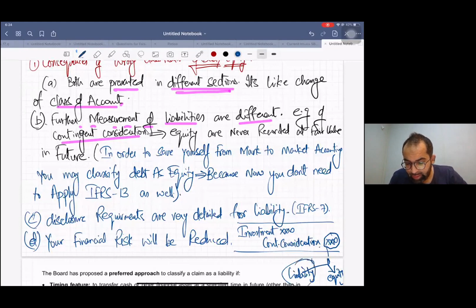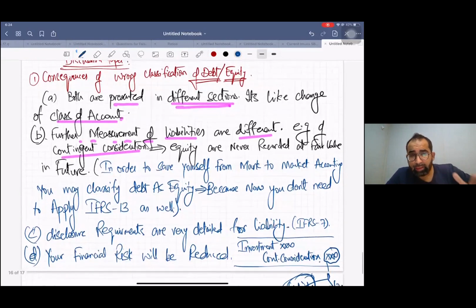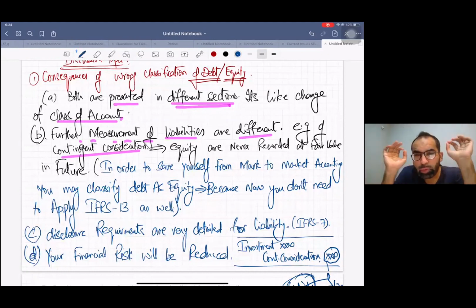this credit side is treated as a liability, then it is a requirement that at each year end you need to bring it to fair value, with changes taken to retained earnings and P&L and all. So just think, if you do wrong classification, your further measurement will all be changed.